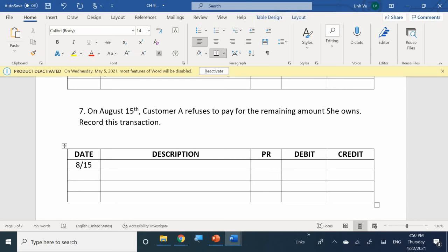Doubtful. I want to say collections, but I'm trying to go through my notes. Collections can be used, but in this case, what was my generic account that I called this?